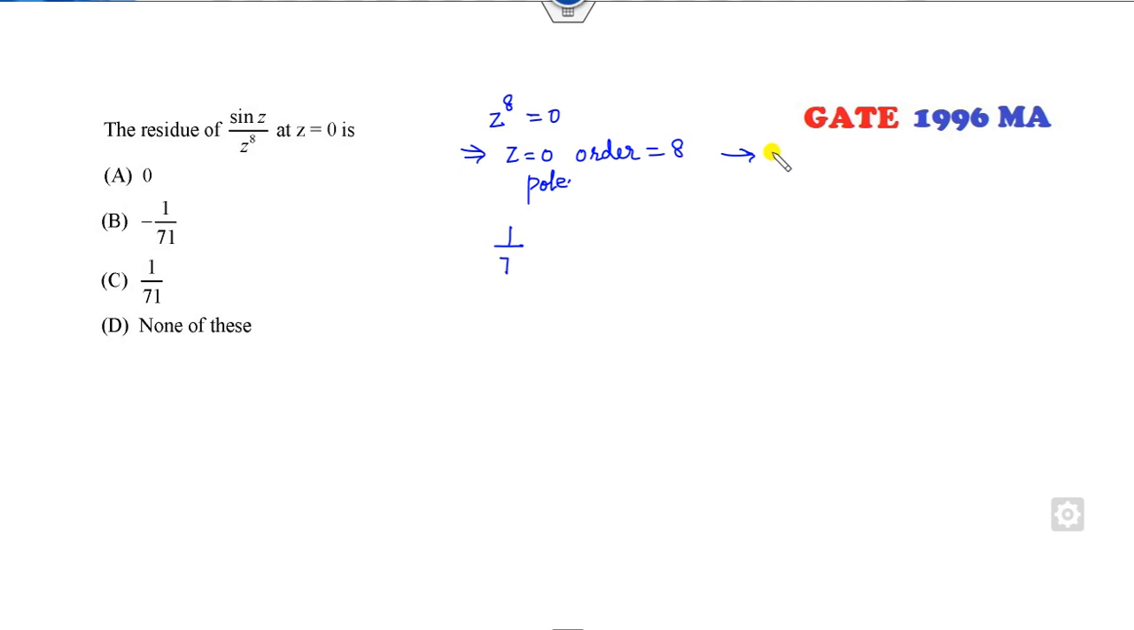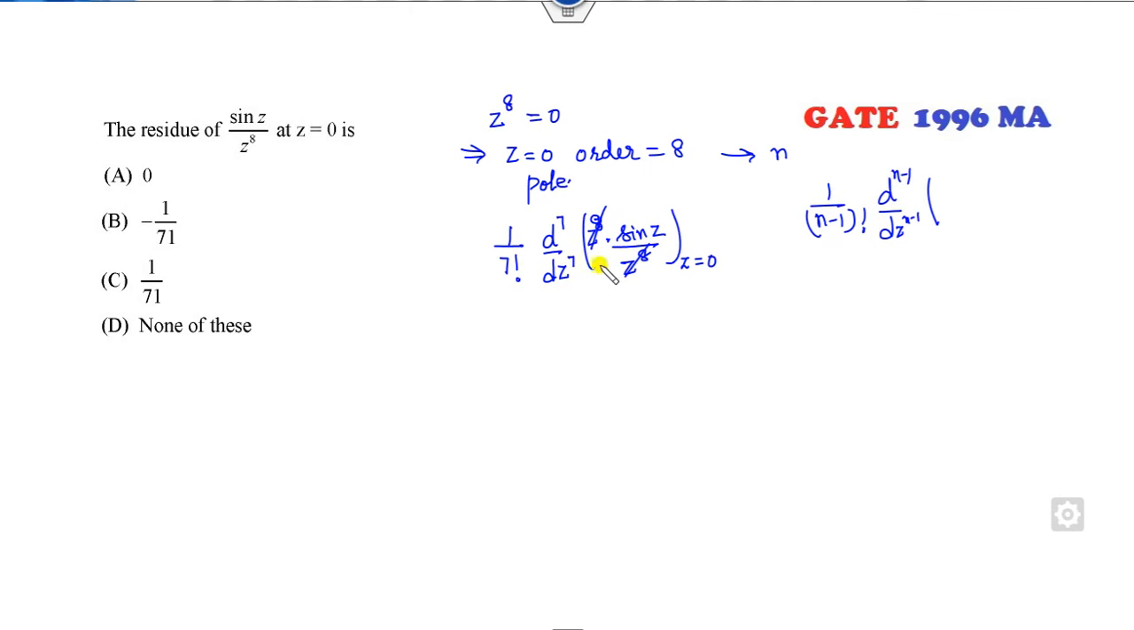If it is of order n, then the residue will be 1 over n minus 1 factorial times the n minus 1th derivative of the remaining part. So it is 1 over 7 factorial, and the 7th derivative of z raised to power 8 into this part, that is sine z over z raised to power 8. Clearly, the z power 8 will cancel out at the point 0.